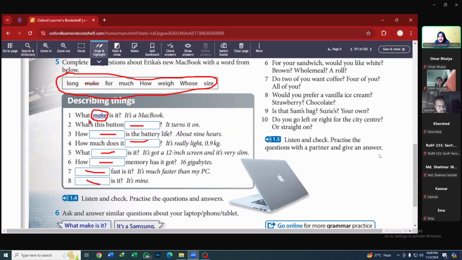So take 1 minute, prepare yourself, and then we'll get into discussing the answers together, okay? I'll clear the page so that it's easier for you. So take 1 minute and prepare.